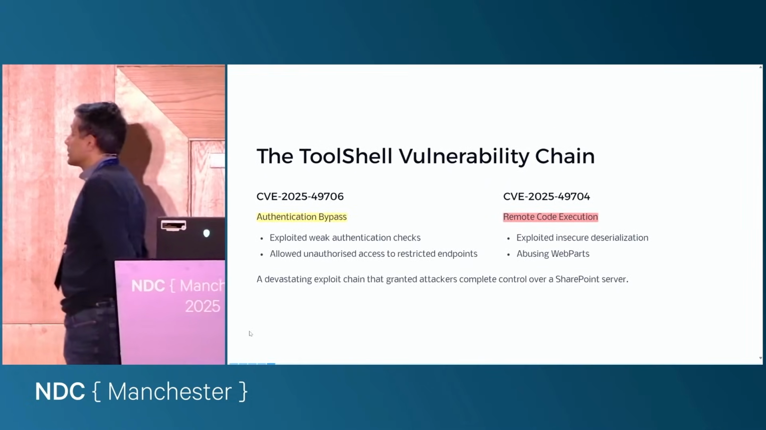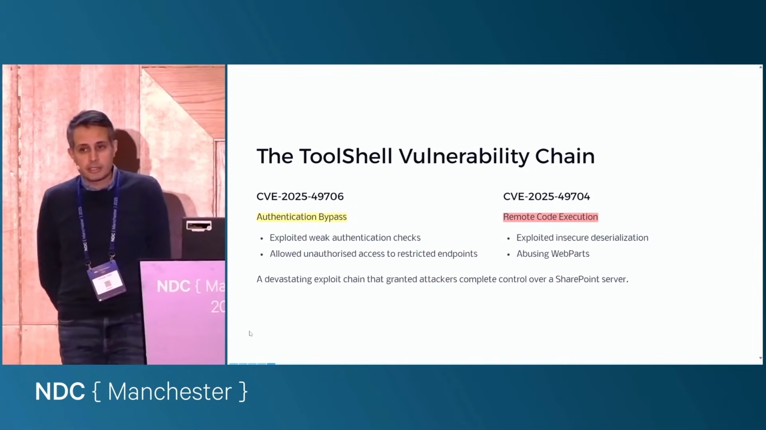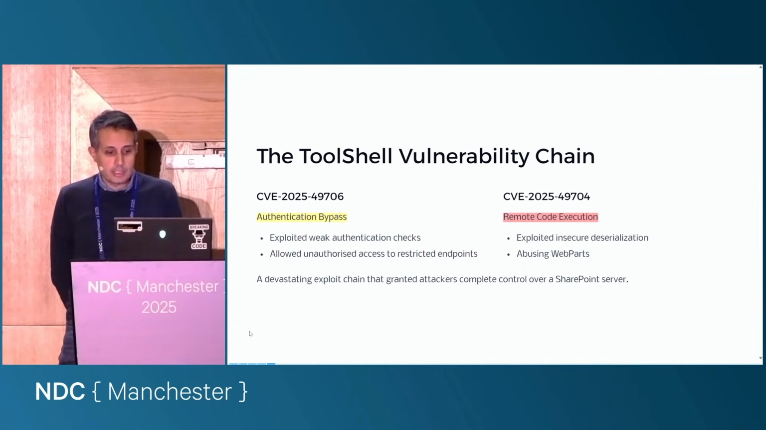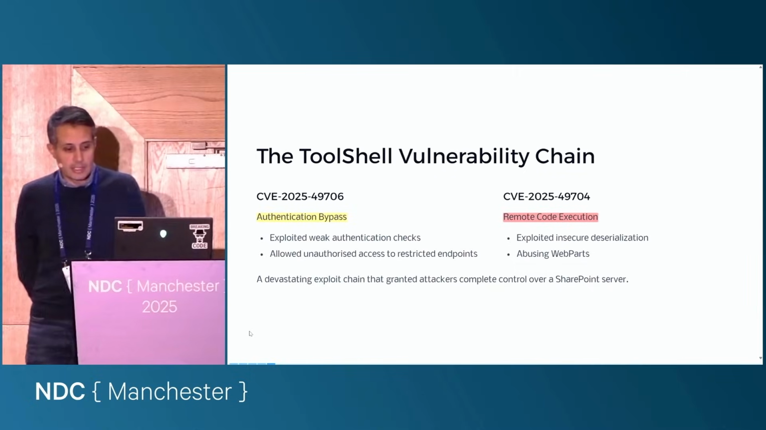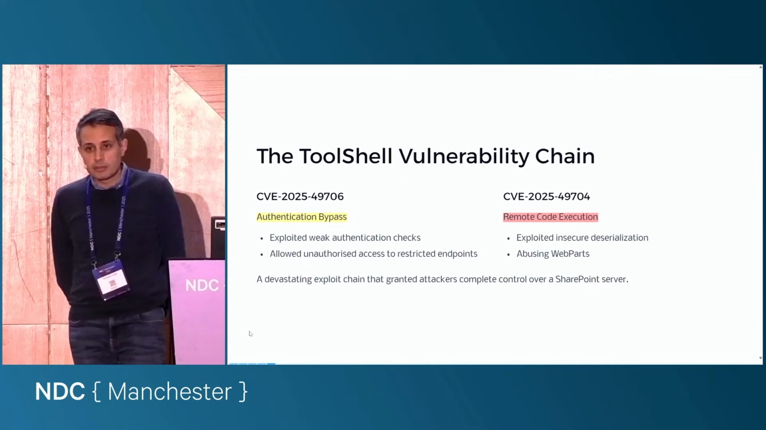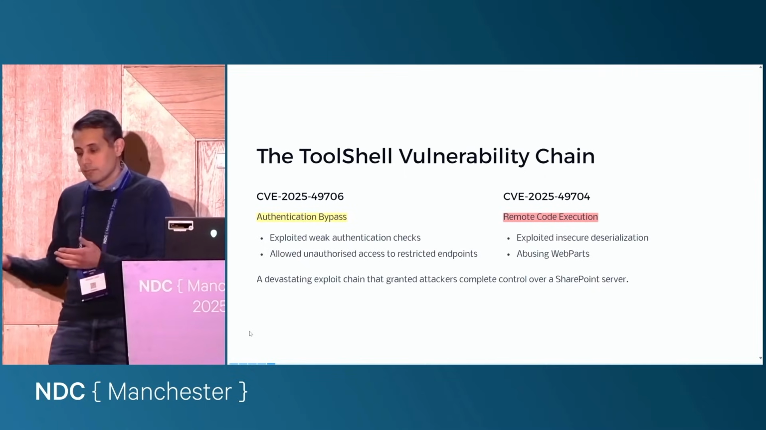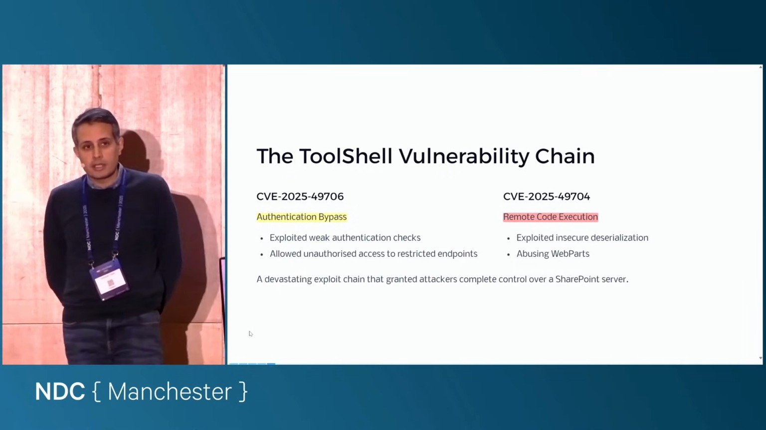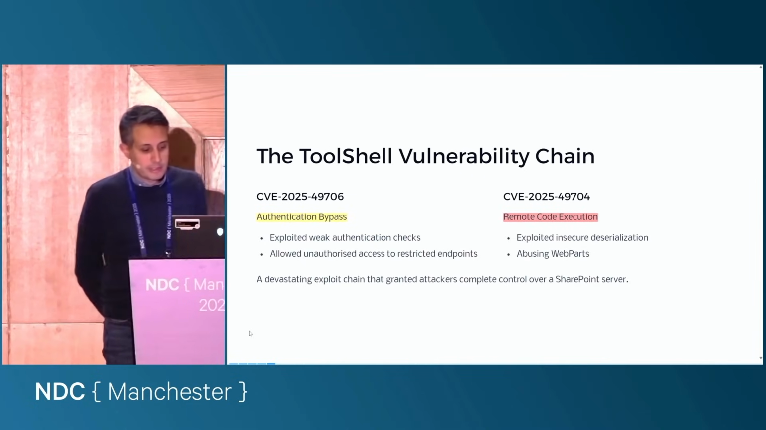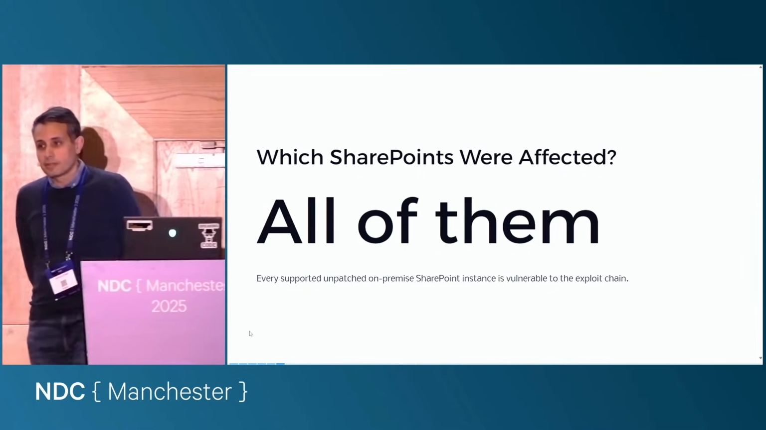So here are the vulnerabilities. We had 2 vulnerabilities. One of them was an authentication bypass. It exploited some sort of legacy feature in SharePoint and managed to reach the restricted endpoint. And the other one was an insecure deserialization using web parts. Web parts in SharePoint can be used for basically creating pages and stuff. And so they can contain some serialized objects, and that was exploited by the researchers to get complete control over the SharePoint server.